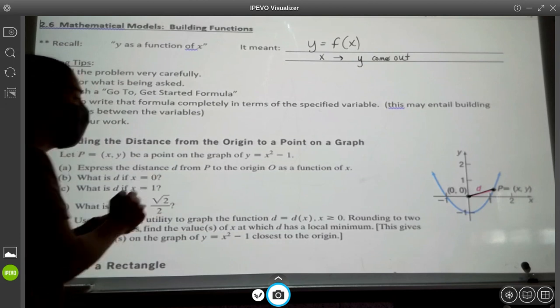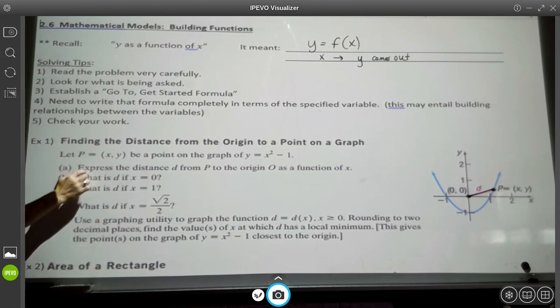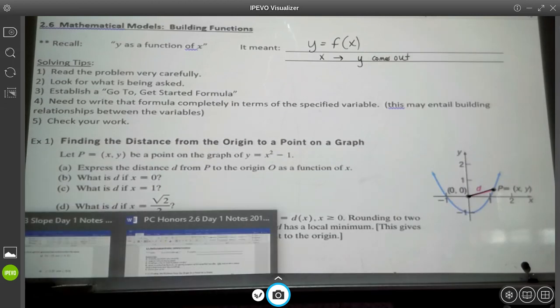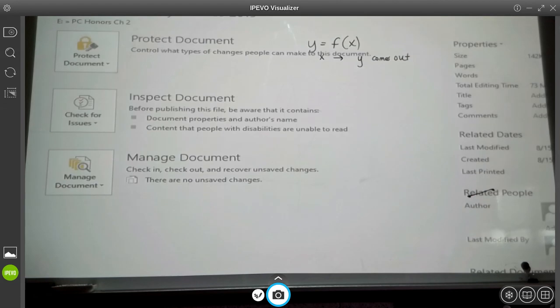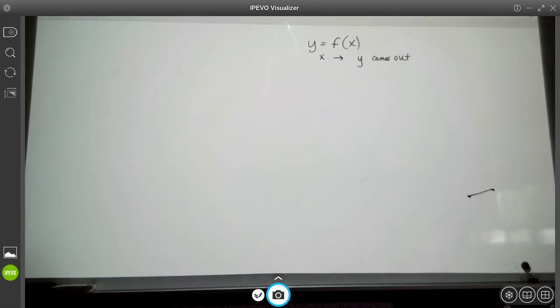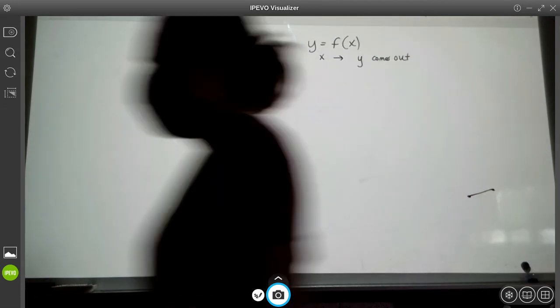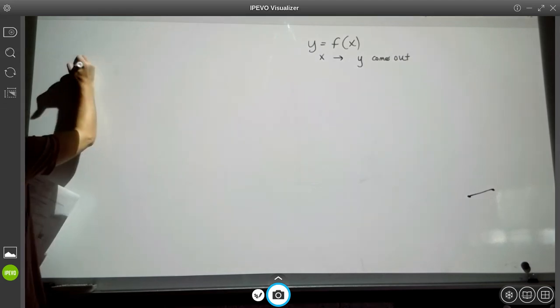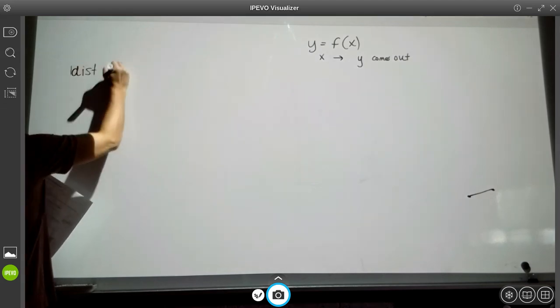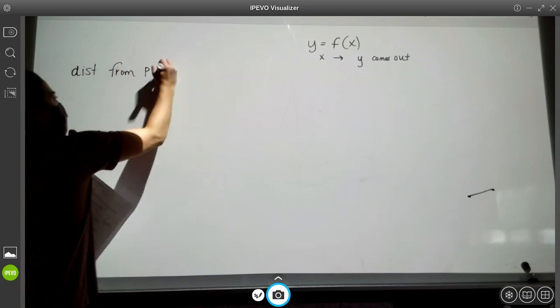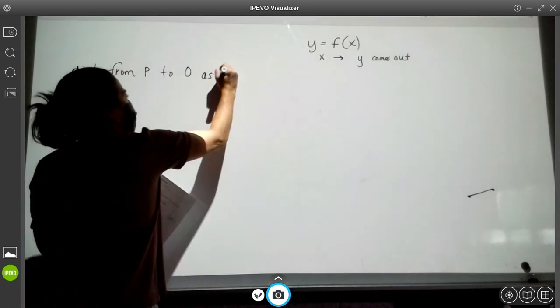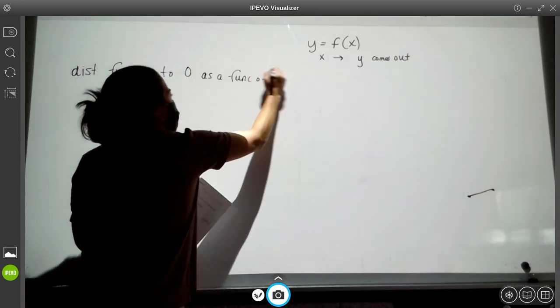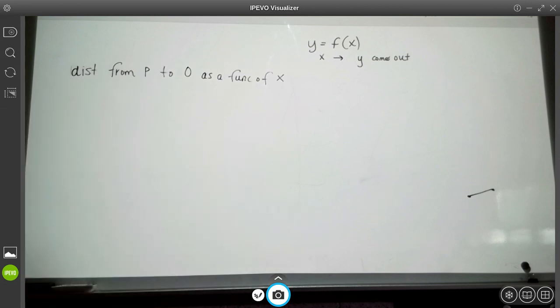All right, so let's do this. The first thing I would do, don't worry about the other parts, let's do part A. Let me get some board space. All right, so everybody has the problem in front of them. It says our job is to express the distance from P to O as a function of x. That's what we're going to try to do.